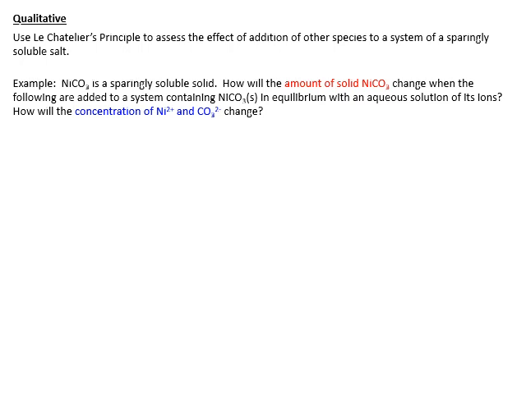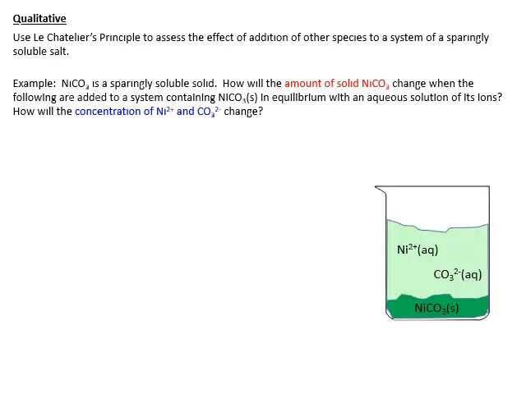Nickel 2 carbonate is a sparingly soluble solid. How will the amount of solid nickel 2 carbonate change when the following are added to a system containing nickel 2 carbonate solid in equilibrium with an aqueous solution of its ions? How will the concentrations of the nickel 2 plus and carbonate ions change with these additions? Whenever I see a word problem, I like to try to draw a picture if I can to help me figure out what is going on.